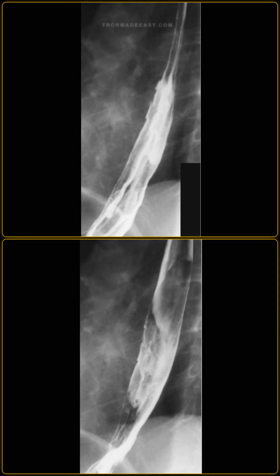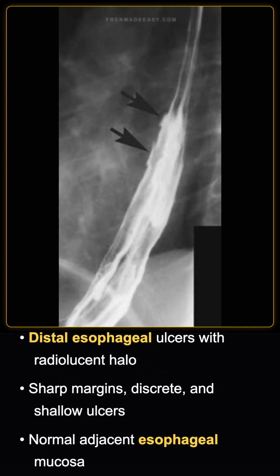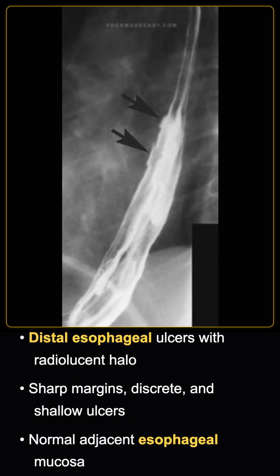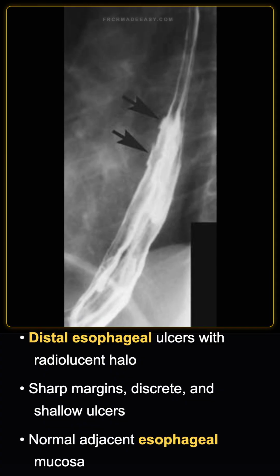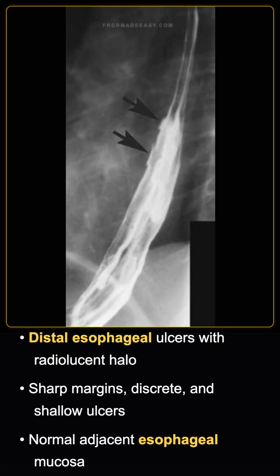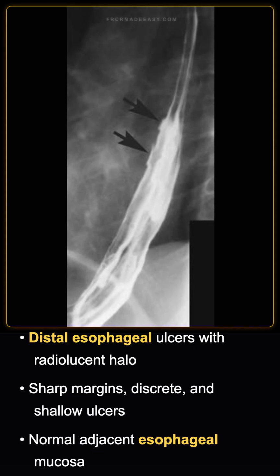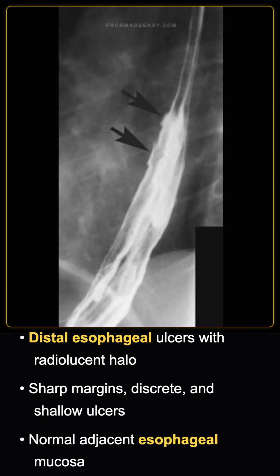Describe the findings. Right, so the esophagograms demonstrate two sharply marginated, discrete, shallow, flat ulcers in the distal esophagus, surrounded by a thin radiolucent halo of edema. The intervening adjacent esophageal mucosa appears normal.